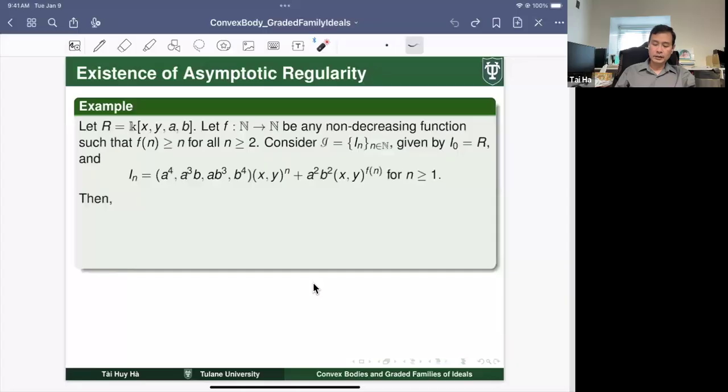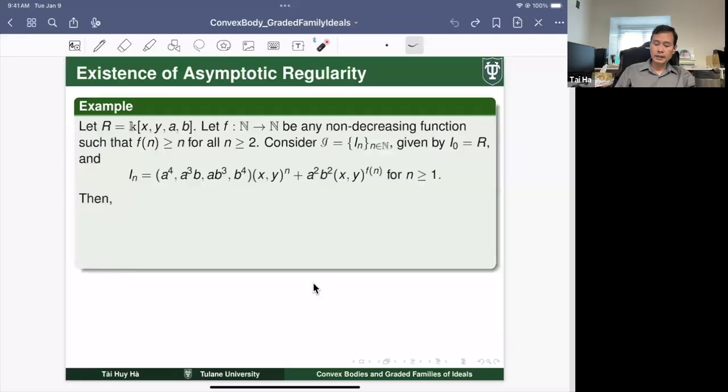So this is an example that resembles one we have looked at before. Again, we start with a function f that is non-decreasing. And we look at the family where the nth element is given by (a^4, a^2 b^2 x y^{f(n)}), and then we have a^2 b^2 times x y to the f(n).